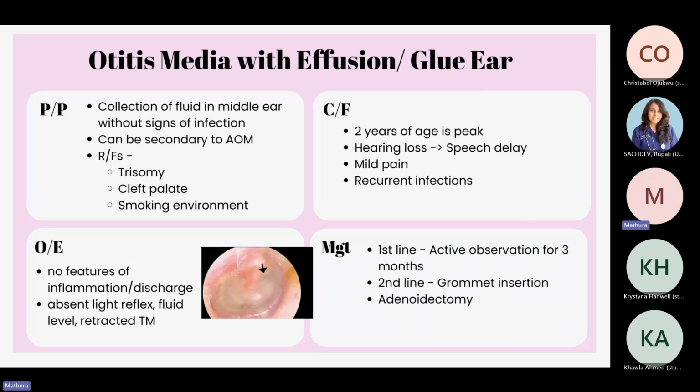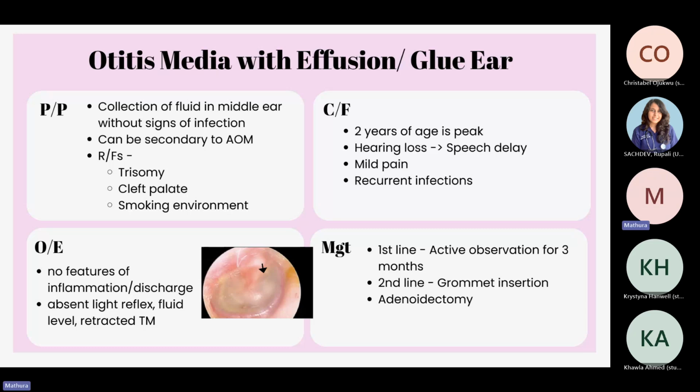So moving on now to glue ear, which is similar to otitis media, but instead of the symptoms being caused by an infection and therefore pus, it's just a collection of fluids within the middle ear space. And it's also a very common cause of hearing impairment in children. Because of the hearing impairment, it can present as speech delay or the child being more clumsy.